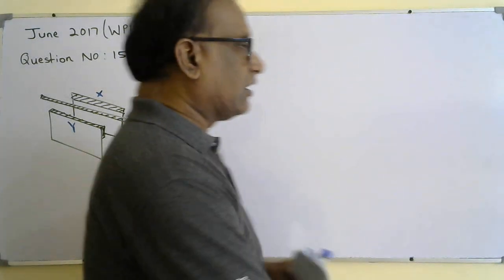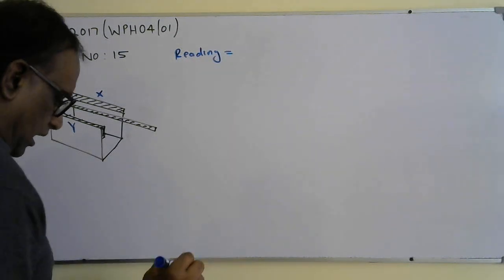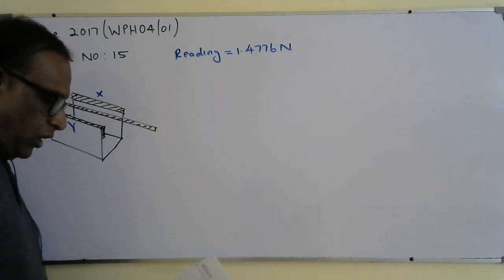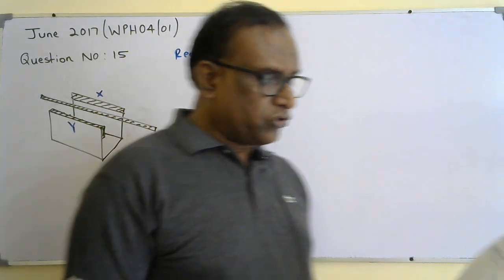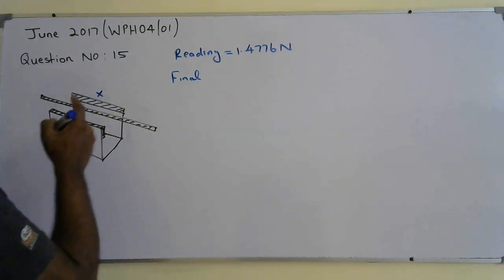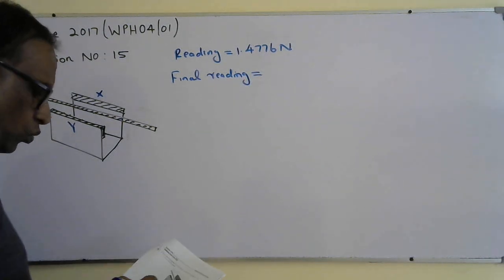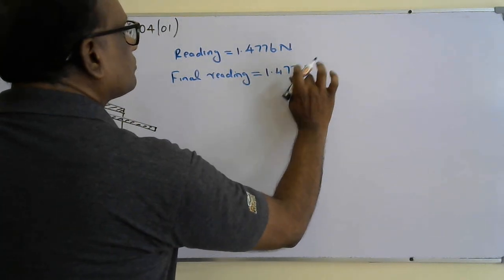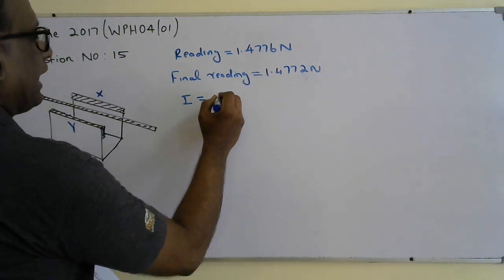1.4776 newton. So initial reading on the balance is 1.4776 newton. When there is a current of 0.82 ampere in the wire, the reading on the balance becomes 1.4772. So the final reading, when the circuit is switched on and there is current flow, on the weighing scale is dropping. It becomes 1.4772 newton. That's the final reading. The current flow is given as 0.82 amperes.